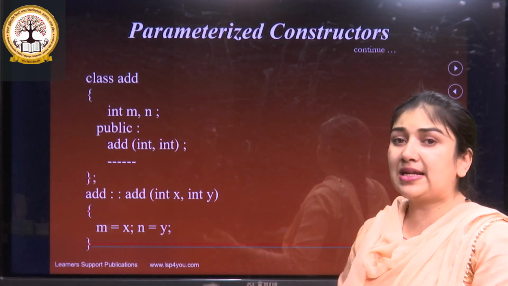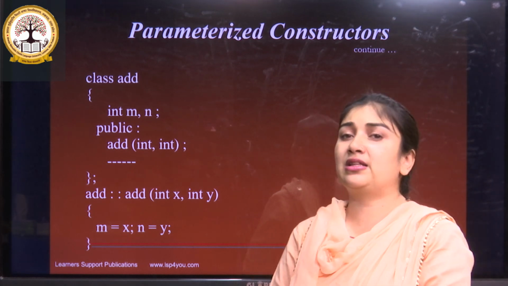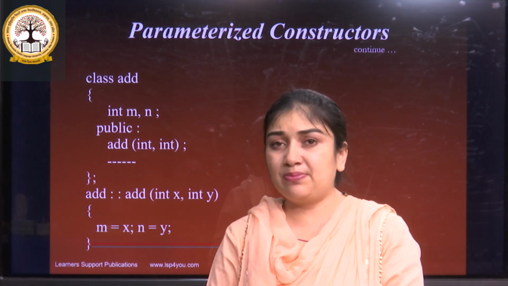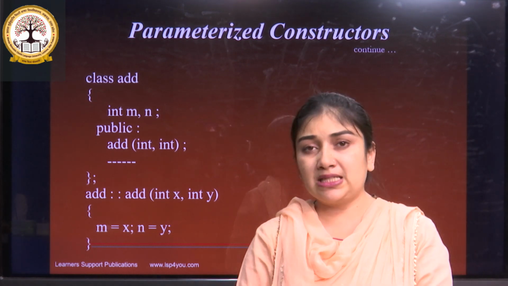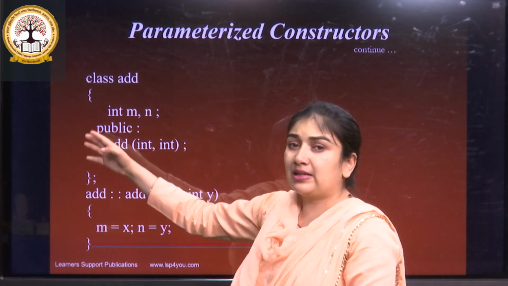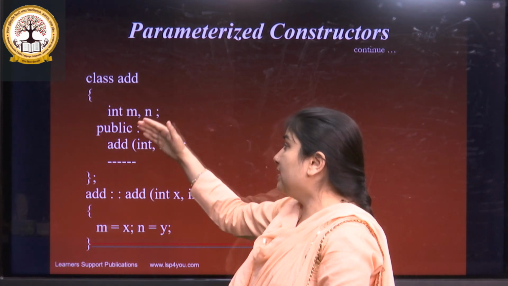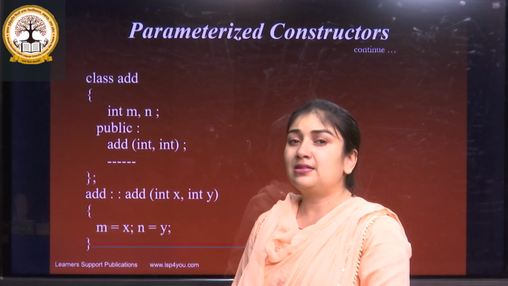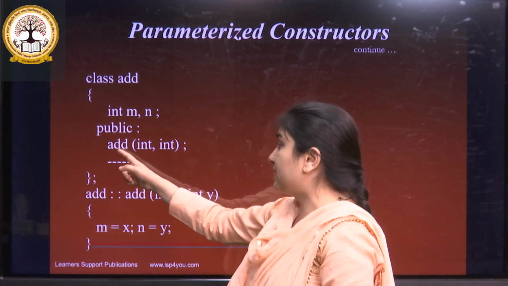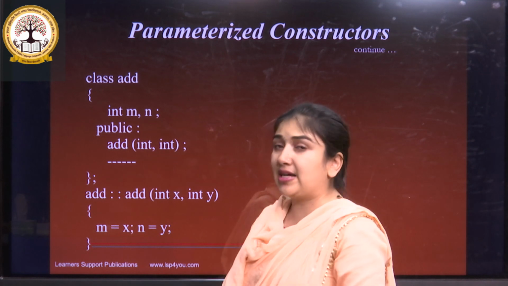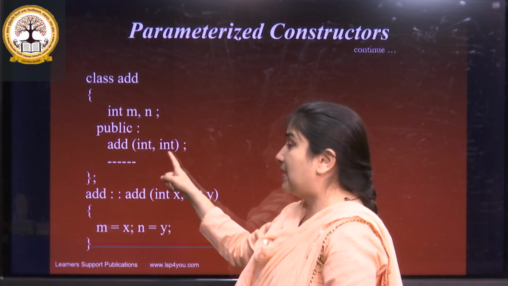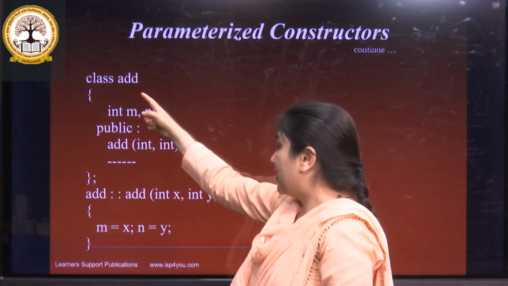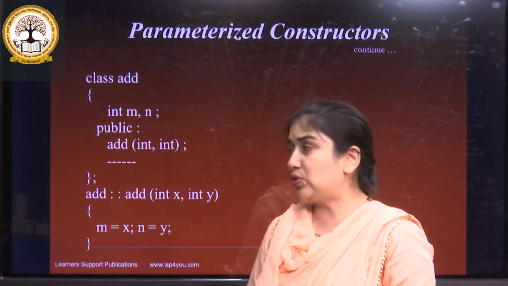This is an example of the parameterized constructor. In the previous video, I showed you what a constructor means. Now let us see what a parameterized constructor is. Here is the same class named add, having m and n as its data members, and add is a constructor function because it has the same name as the class name. Here we are passing two integer values to this constructor function. And then how is this constructor to be invoked?